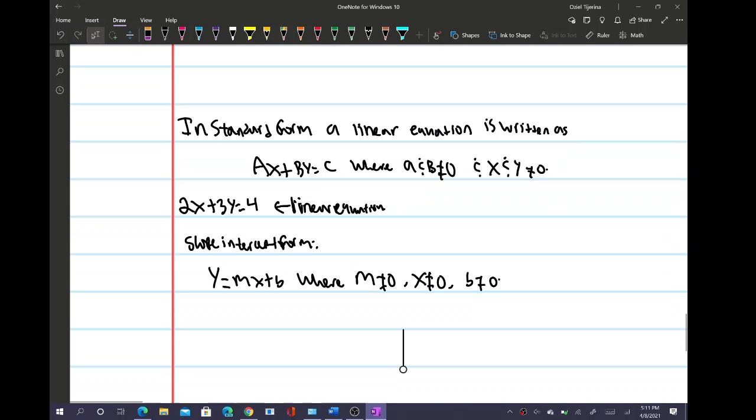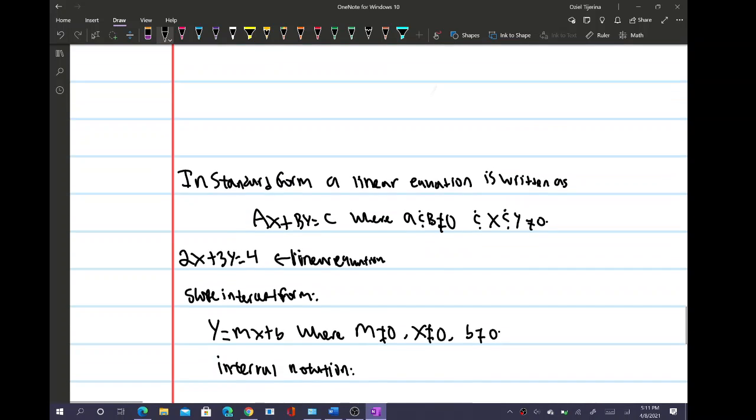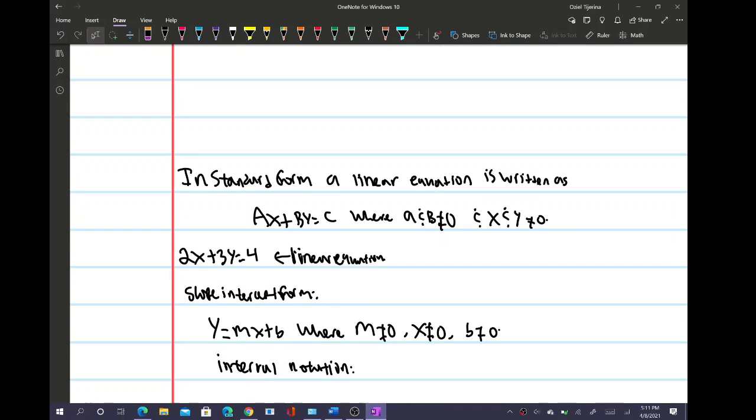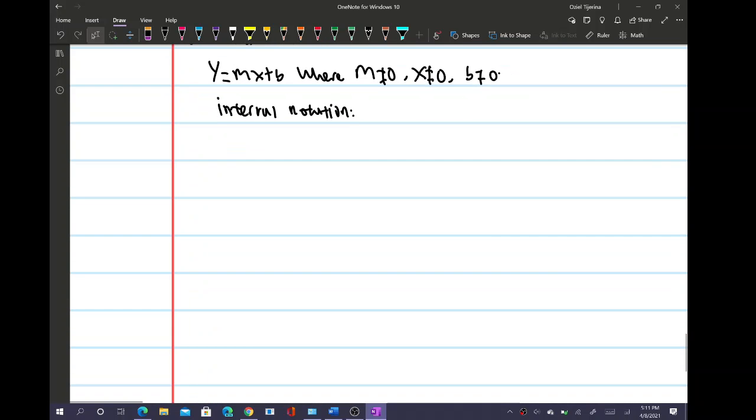Before I get into functions, there's also a thing called interval notation. We're also going to go over that. That's actually the first thing I'm going to go over. Let me go ahead and do that first, actually. So, interval notation.